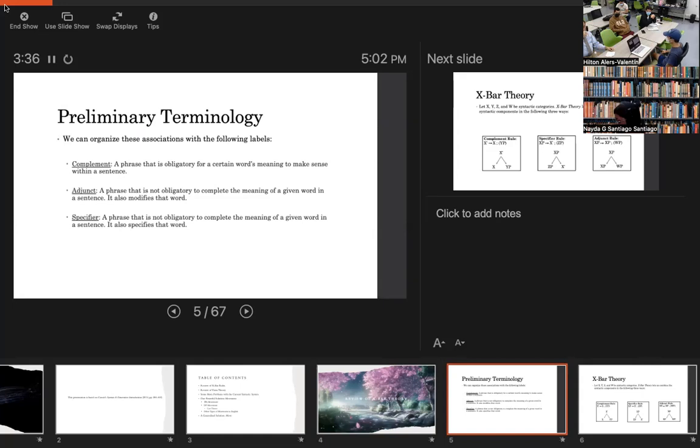And then we have the specifier, which I'll just read off here. It's a phrase that is not obligatory to complete the meaning of a given word, but it also specifies that word. Usually when we introduce syntax, we use determiners as a big example of this, where say we have a cat versus the cat. That determiner is really specifying which cat versus taking away the specification. So that's how we will see specifiers in play. And we'll see a bigger way in how specifiers play a role. They play a really important role in the syntax.